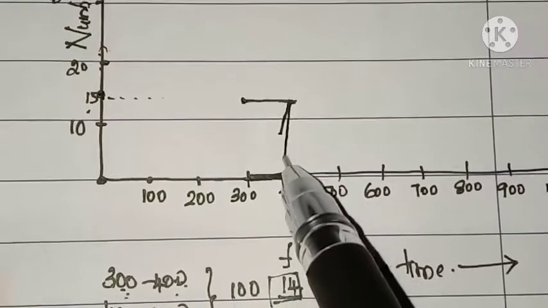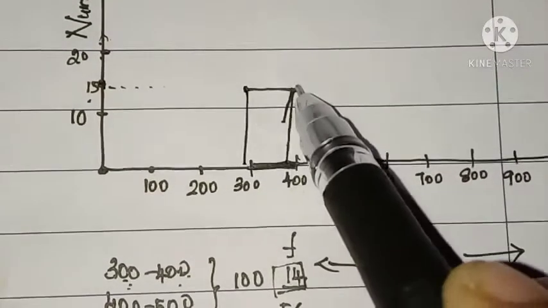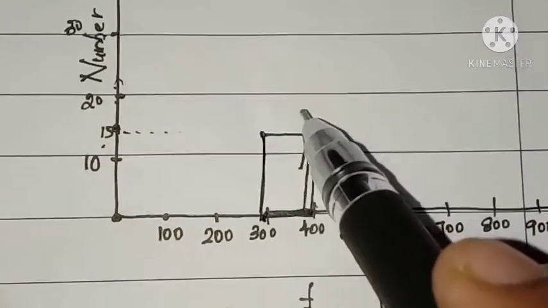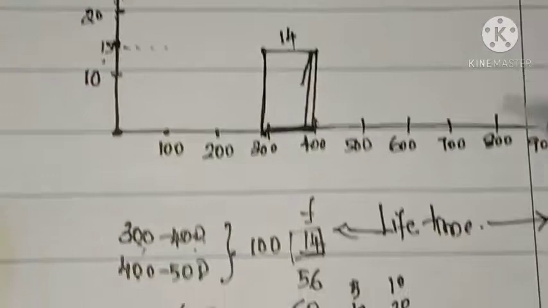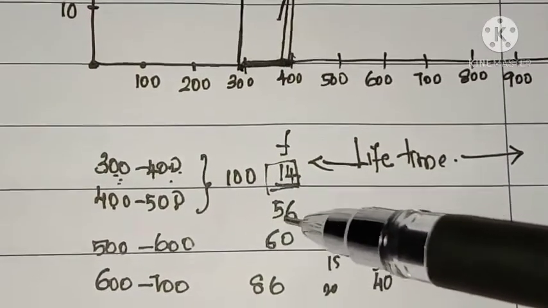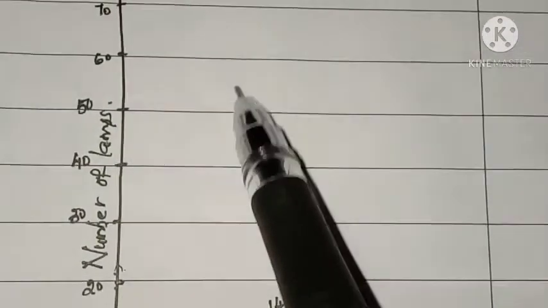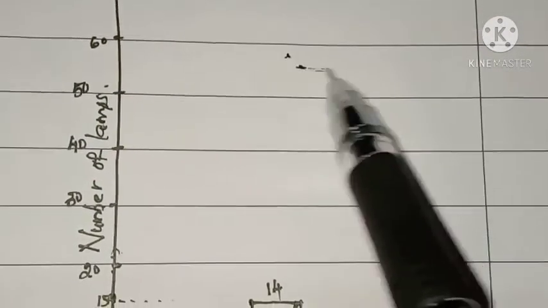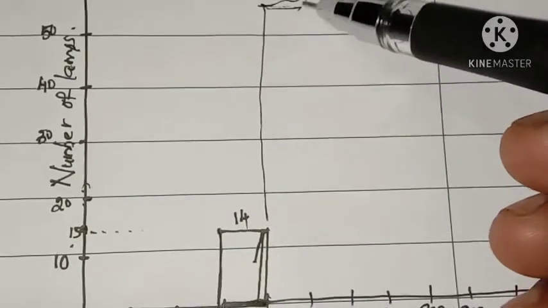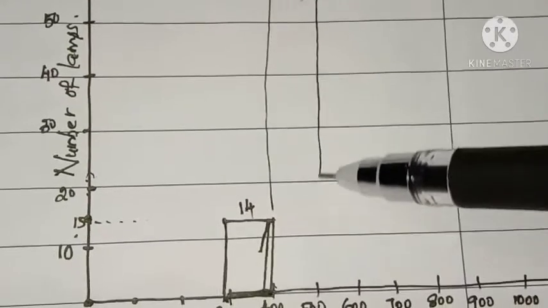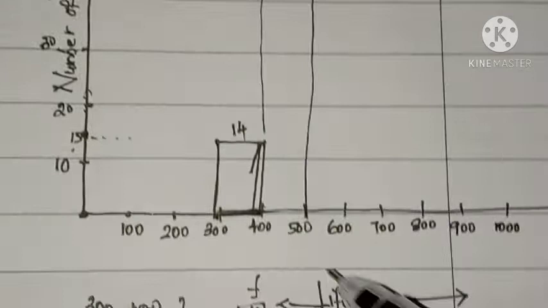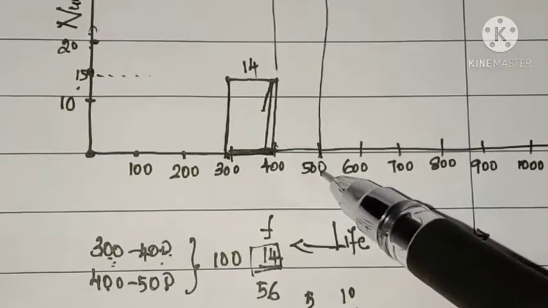So take a graph paper and draw the graph. You can easily count 14. So for 300 to 400 the height is 14. Now for 400 to 500 the frequency is 56. So 56 is nearly here. Draw the rectangle for 400 to 500. I am simply drawing the graph. This is 56.